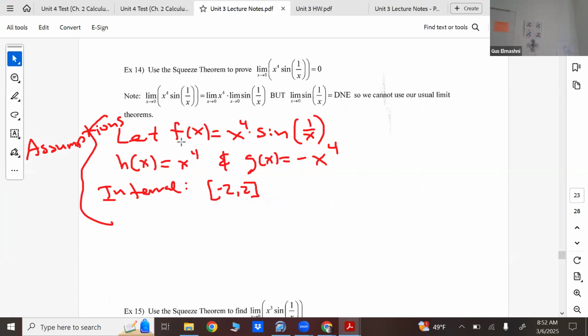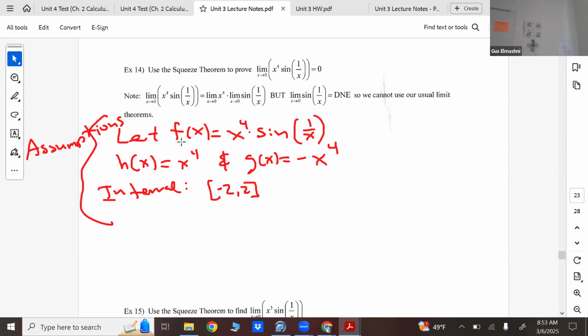Sine of something, right? Can sine ever hold a value larger than 1? Never, right? Sine of anything can never be more than 1. So guaranteed, I know this can never exceed x to the 4 bound. And I also know it's never going to be less than this, because what's the lowest thing?